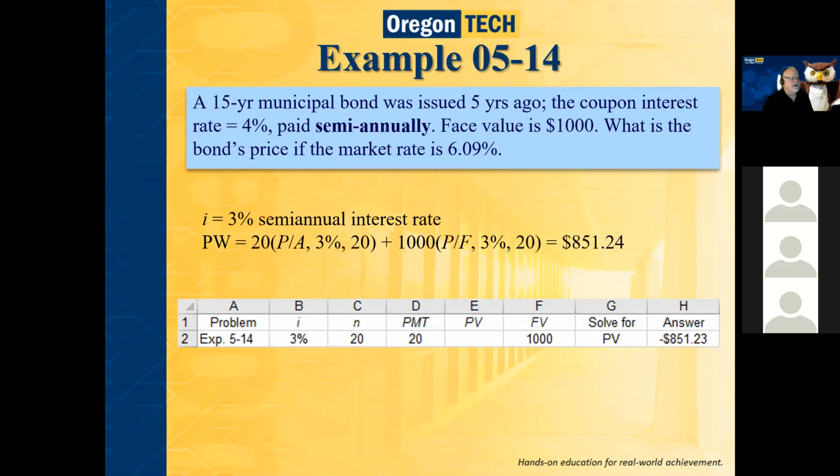A 15-year municipal bond was issued 5 years ago. Trick question. How many years to maturity? Who can answer? How many years until maturity? I got all night. 10.